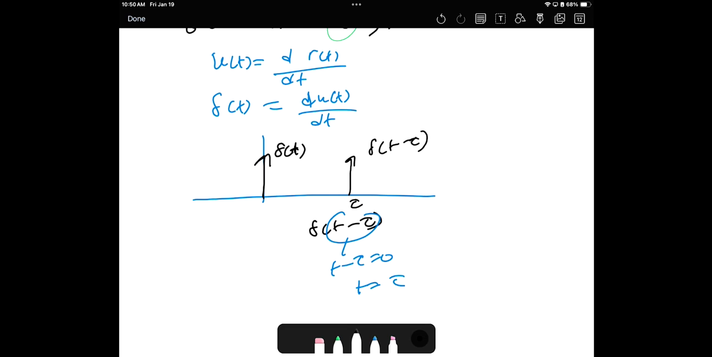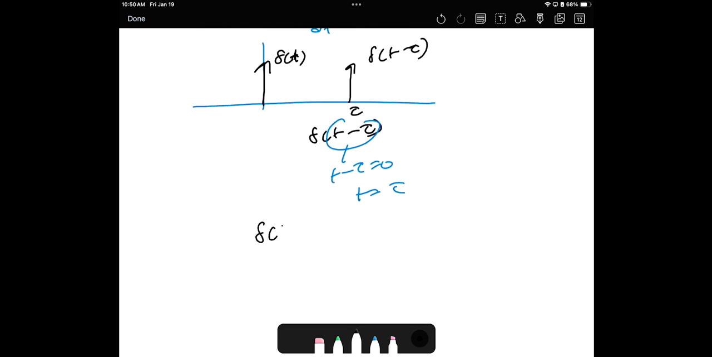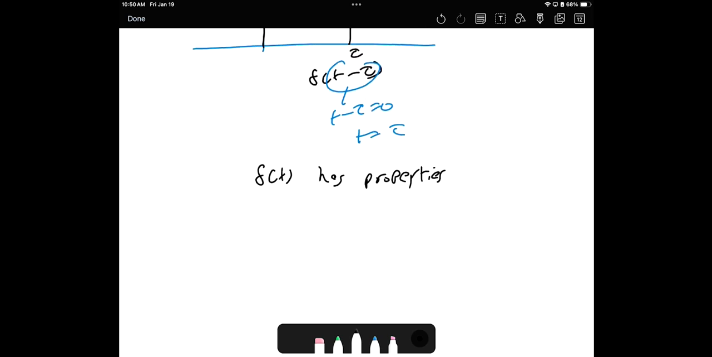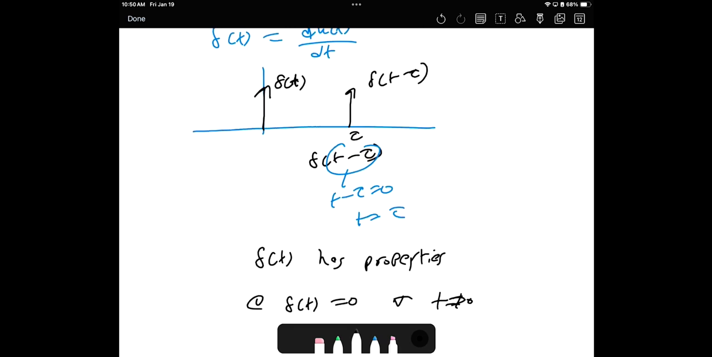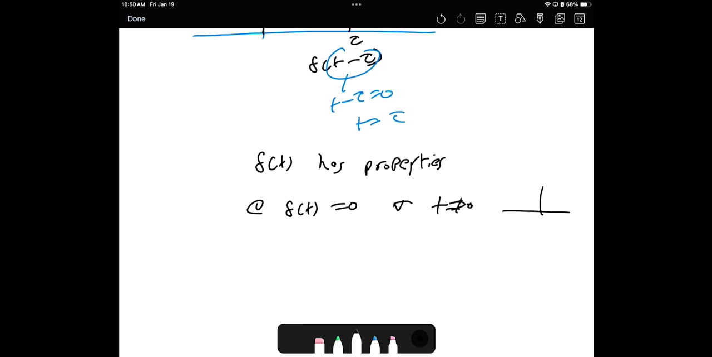Okay, so this delta of t has multiple properties, and these properties are what make it useful. Without these properties, it would not be useful at all. One property: delta of t equals 0 for all values of t not equal to 0. So delta of t at other than t equals 0 will be 0. While at t equals 0 exactly, we don't know what it is. Or actually it will go straight to infinity.